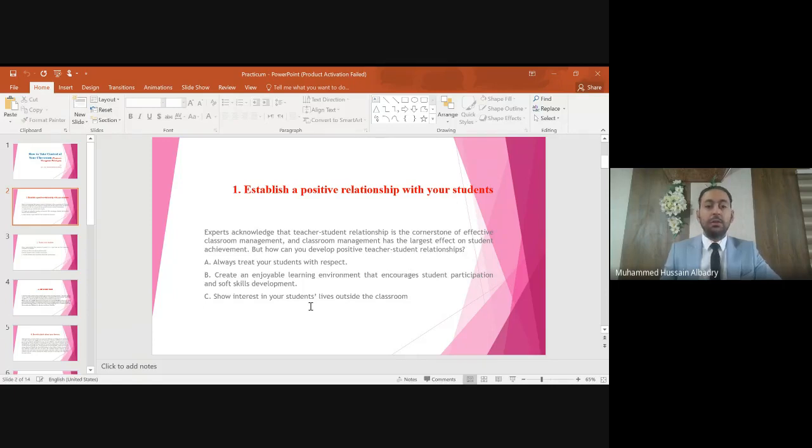And the last one, show interest in your students' lives outside the classroom, not only inside the classroom but outside of the classroom. You have to care about your students. You have to know about them. If some of your students have problems, you have to care about them, their private problems. Not only just teach them, give them information and go out. So it is very important to establish this relationship. What kind of relationship? Positive relationship. Okay, this is number one.